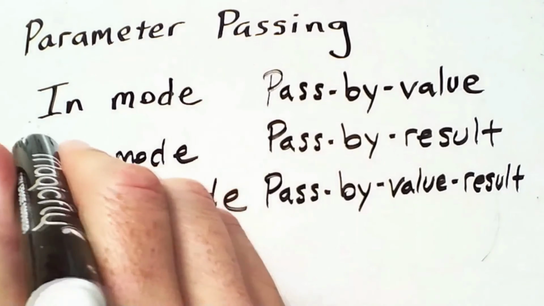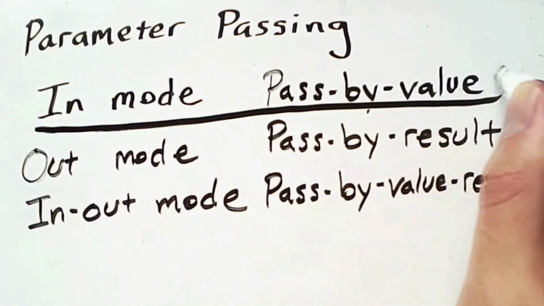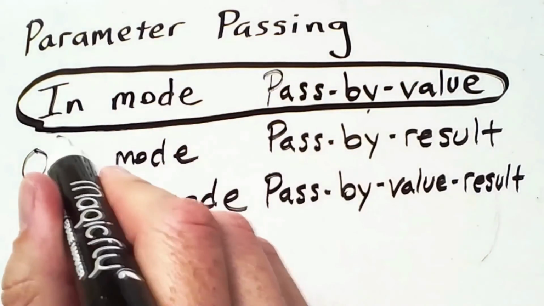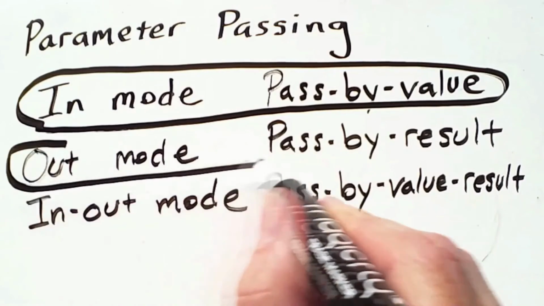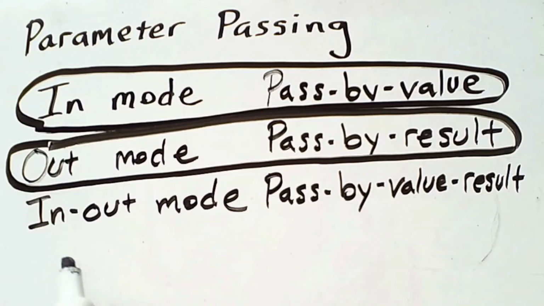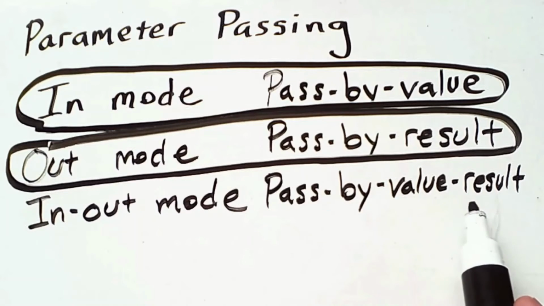So we've associated the concept of in-mode passing with pass-by-value and the concept of out-mode passing with pass-by-result. And we've also given an example where in-out mode is associated with pass-by-value result. So we send in a value, but we also send back a result.